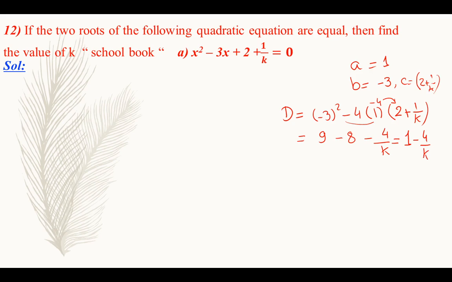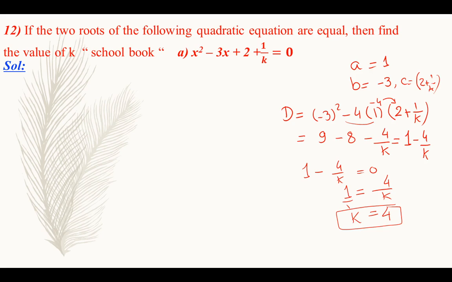In this problem, he says that the two roots of the quadratic equation are equal. Since the roots of the quadratic equation are equal, that is to say that the discriminant equals 0. So now we are going to write 1 minus 4 over k equals 0. Negative 4 over k will go to the other side, so 1 equals 4 over k. Cross multiplication: k multiplied by 1 equals k, and 4 multiplied by 1 equals 4. So you will find that k equals 4.